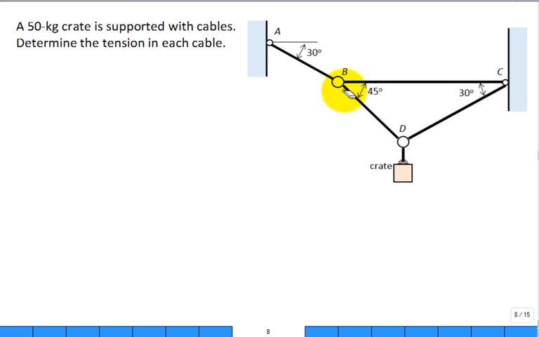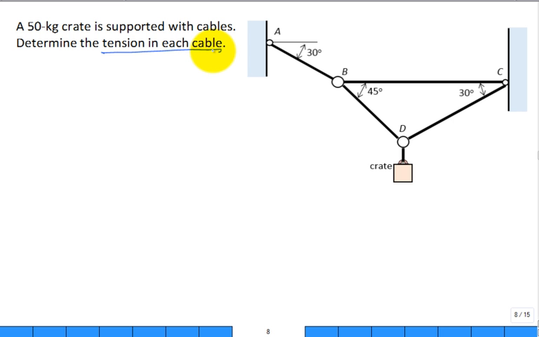What would you call these? They're just rings or supports. So D is not a pulley. But what's between D and C is a cable. True? All right. So they say determine the tension in each cable.